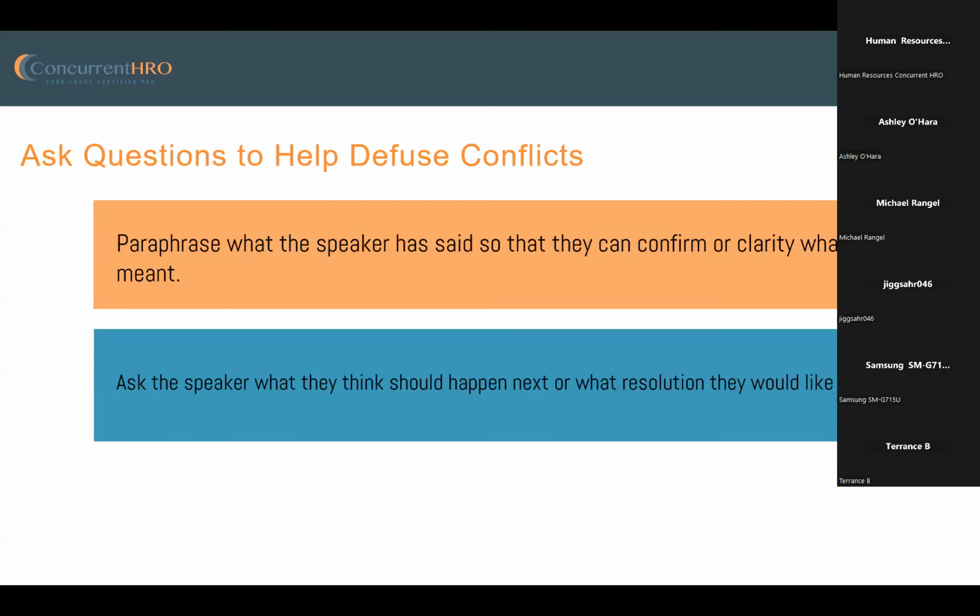All right. Ask questions to help diffuse conflict. Paraphrase what the speaker has said so that they can confirm or clarify what they meant. Again, you're just wanting to make sure you're understanding their perspective. Ask the speaker what they think should happen next, or what resolution they would like.